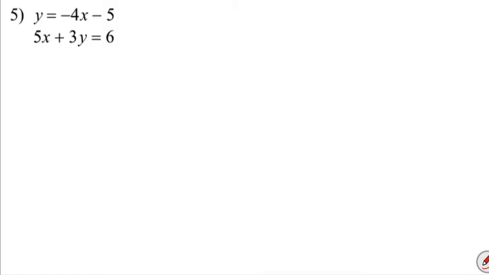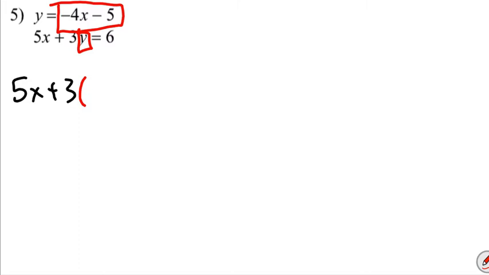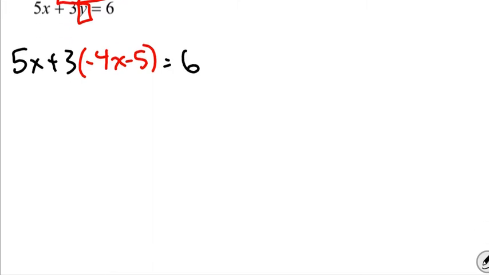Keep going. Number 5, we're halfway there. Take your negative 4x minus 5, and we're going to plug that in here for y, because that is what y is equal to. So we need to replace that so that we only have one variable, just x's in this case, so we can actually solve and get a number. So replace the y with a negative 4x minus 5 equals 6.